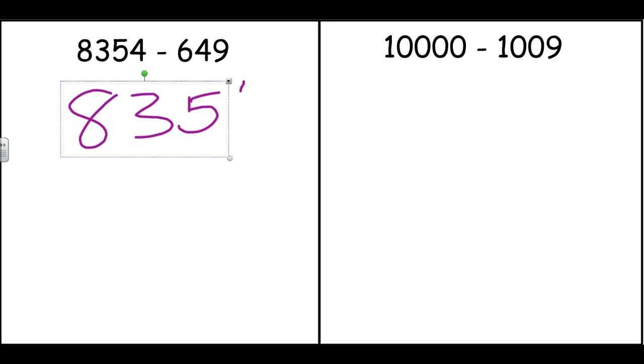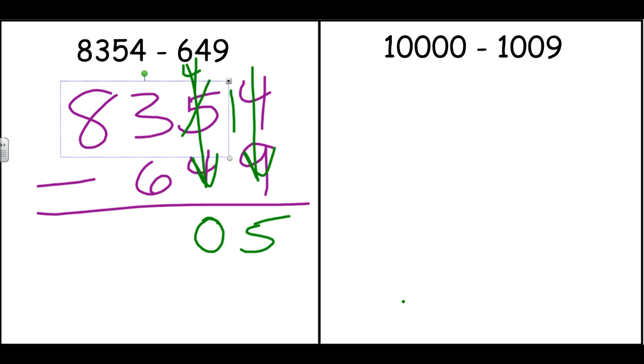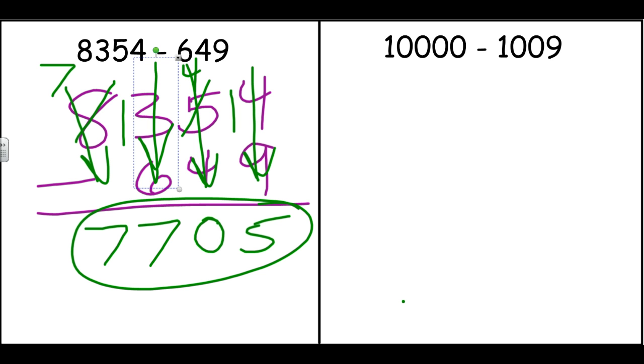So for the first one here, we have 8,354. We're going to take away 649. Now we can't take 9 away from 4, so we're going to have to borrow from the 10s. 14 minus 9 is 5. 4 minus 4 is 0. We can't take 6 away from 3, so we're going to borrow from the 8. Make the hundreds into a 13 instead of a 3. 13 minus 6 is 7, and 7 minus 0 is 7. So the difference is 7,705.